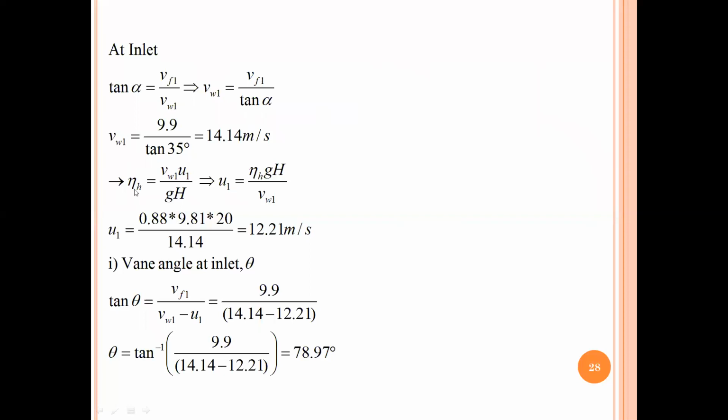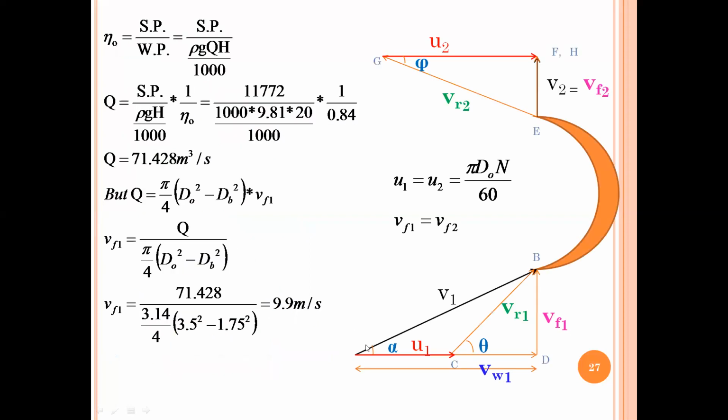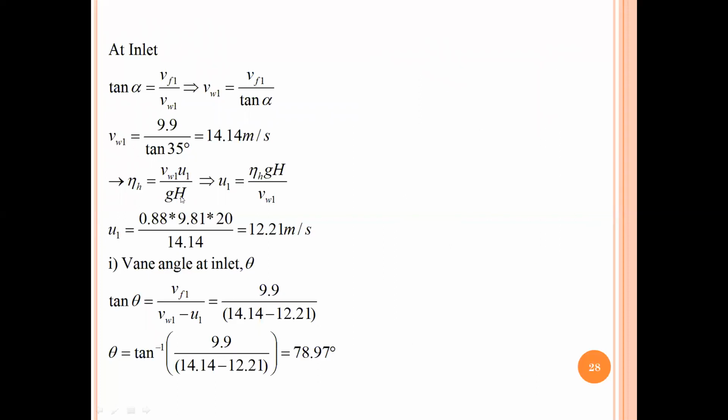Now my next thing is to find out the value of U1. For calculating U1, I'll make use of your hydraulic efficiency. My hydraulic efficiency formula is VW1 U1 by GH. I know VW1, GH and hydraulic efficiency, so I'll be able to calculate my U1 value. Substituting all these values, I'll be getting U1 is equal to 12.21 meter per second.